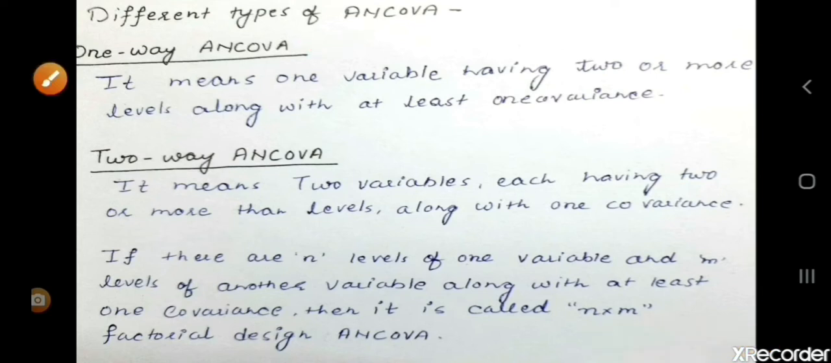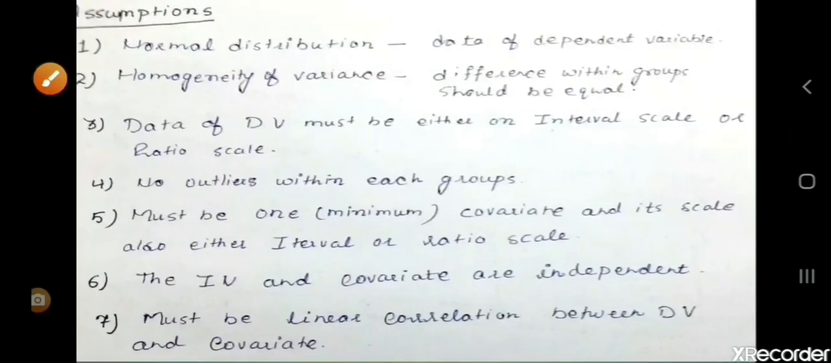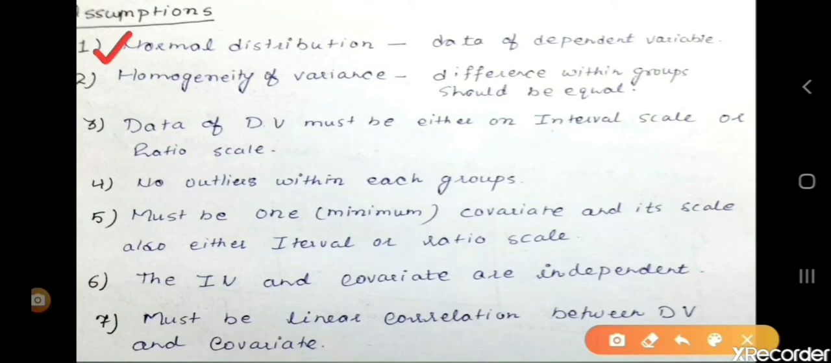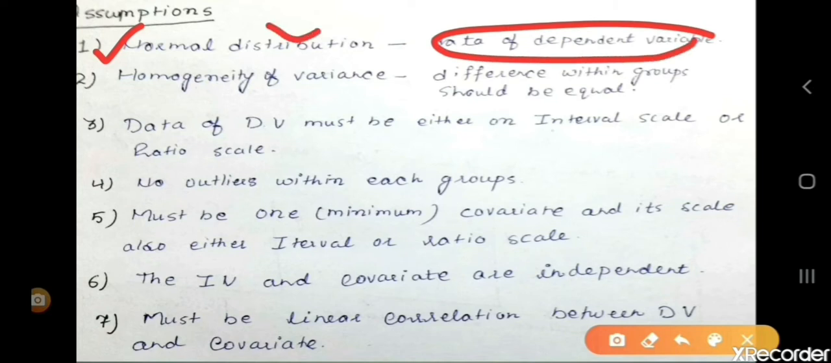Now we will see the assumptions of ANCOVA. Number one assumption is that all the data points are normally distributed. So the distribution of the random variables, or the dependent variable, is normal. We have already seen what the normal distribution is. The second assumption is homogeneity of variance.